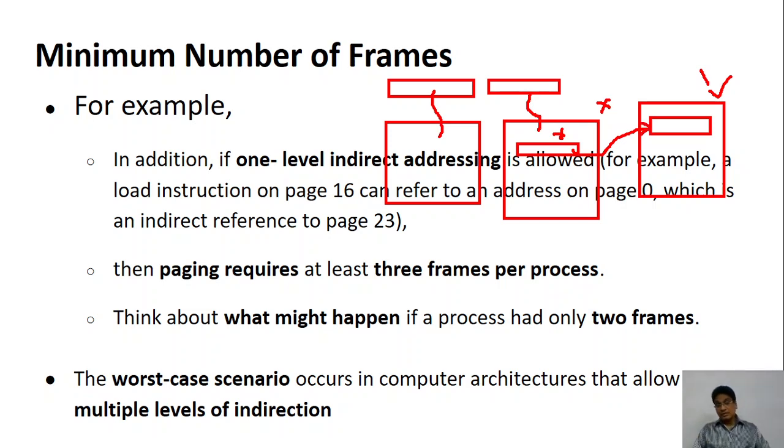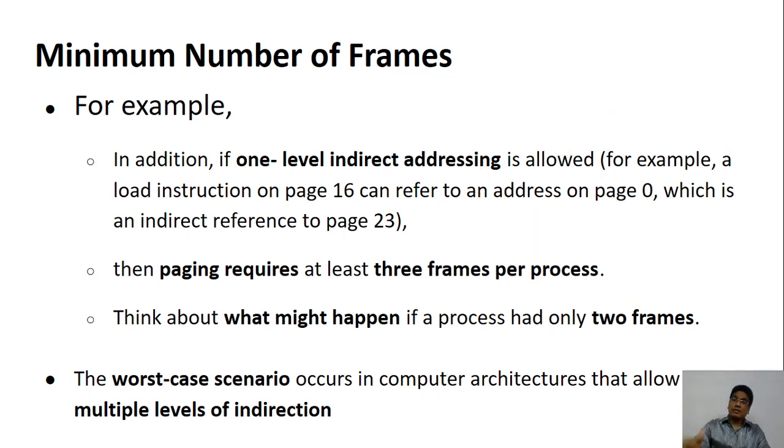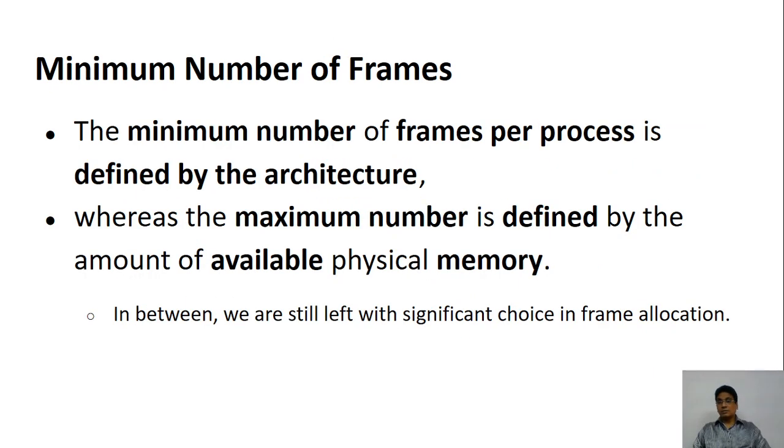Now the worst case scenario is where there are n number of indirections. What is the meaning of saying n number of indirections? You have one index onto some other page, that indexes onto some other page, and finally you get the data. So that means many pages will have to be there in the memory. So what I mean to say is that it is a very difficult task to decide how many minimum number of pages are required.